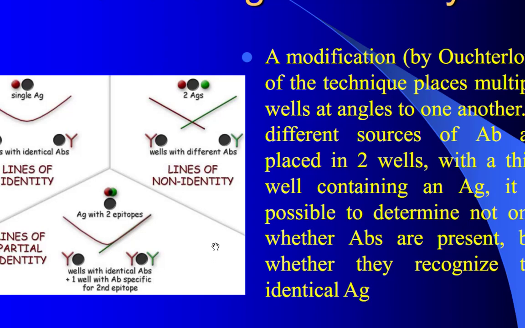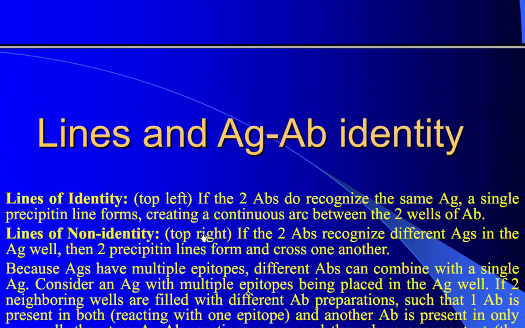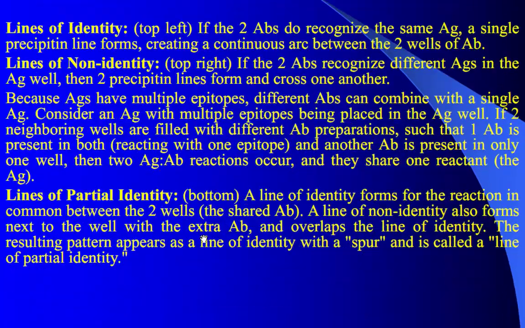We make a modification by placing multiple wells at angles to differentiate between different antigens. Lines of antigen antibody identity. Lines of identity, top left. If the two antibodies do recognize the same antigen, a single precipitating line forms, creating a continuous line between the two wells of antibody.